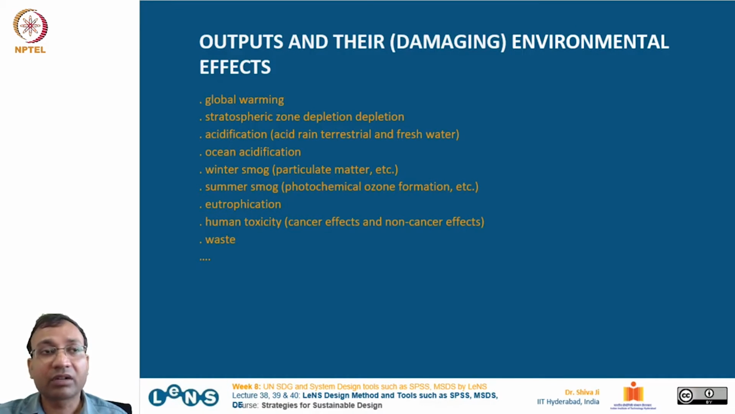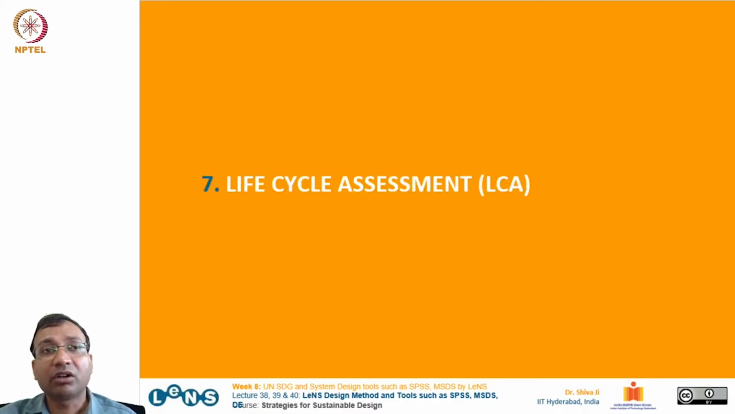Okay, so these are the damaging outputs of extraction processes. Outputs and their damaging environmental impacts: well, of course we are all aware of global warming, stratospheric ozone depletion, acidification, acid rain, terrestrial and freshwater disturbances, ocean acidification, winter smog, the suspended particulate matter in the air, summer smog, photochemical ozone formation, etc. Eutrophication, human toxicity like carcinogens and other disease-causing compounds are in the atmosphere these days, and of course the waste. So these are some bad outputs.